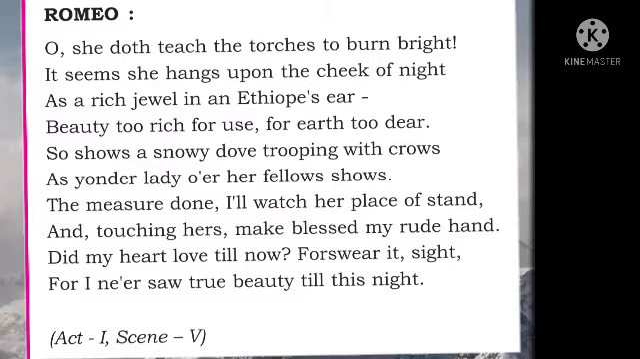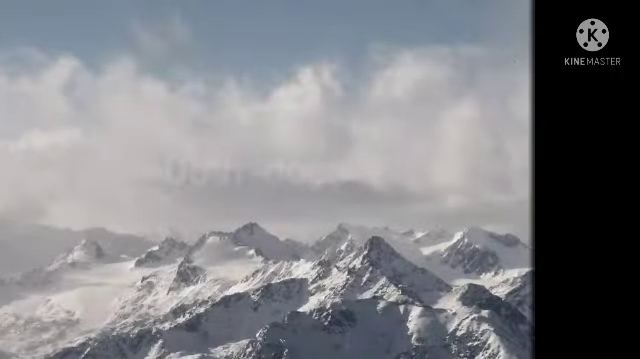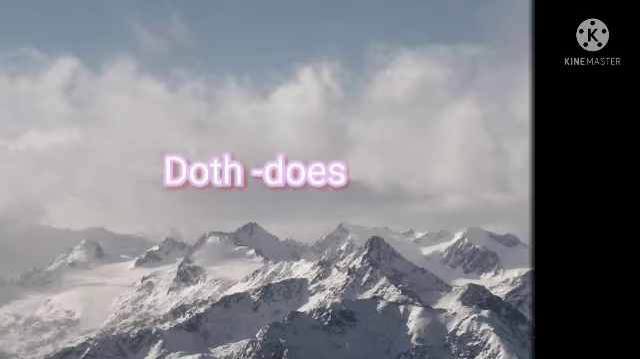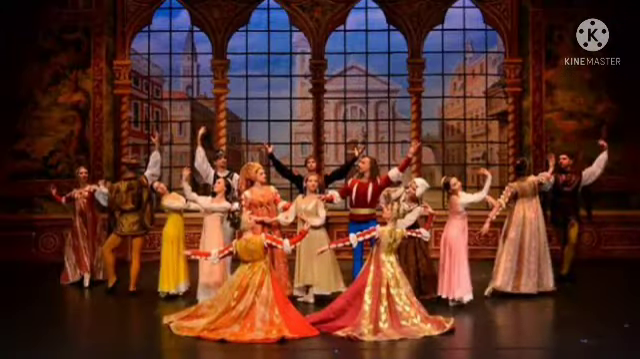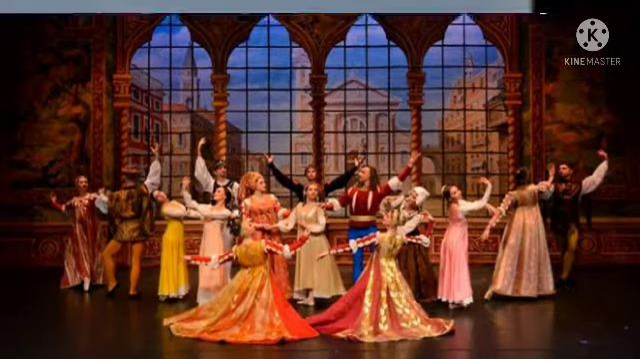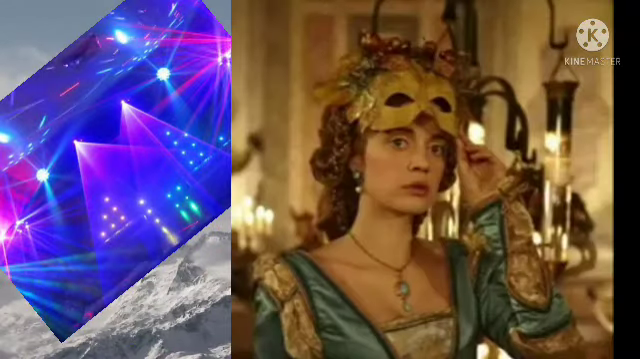In this line, you will find the word doth. Doth means does. Actually, in Old English, does is used as doth. This line says that Romeo enters the party hall. He sees Juliet dancing on the dance floor. Juliet was so beautiful that Romeo gets mesmerized by her divine beauty. Here, Romeo finds the light of torches inferior in front of her beauty. It seems like she teaches the torches how to burn bright.